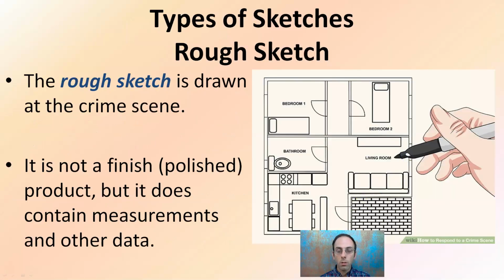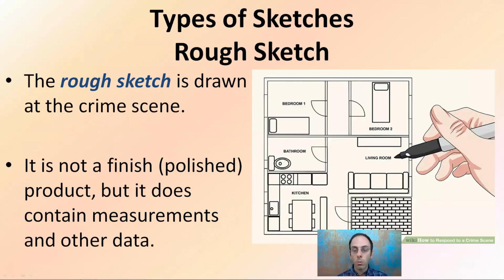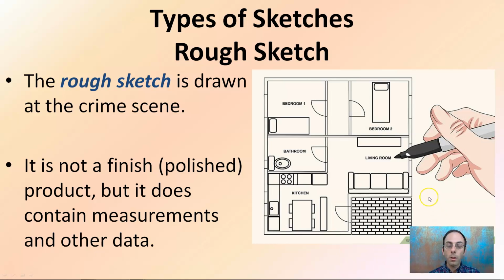So, types of sketches. Well, there are different types. An example here would be a rough sketch, which is kind of the one you want to start with for a crime scene. It's not a finished or polished product, but it does contain measurements and other data, as you can see here.